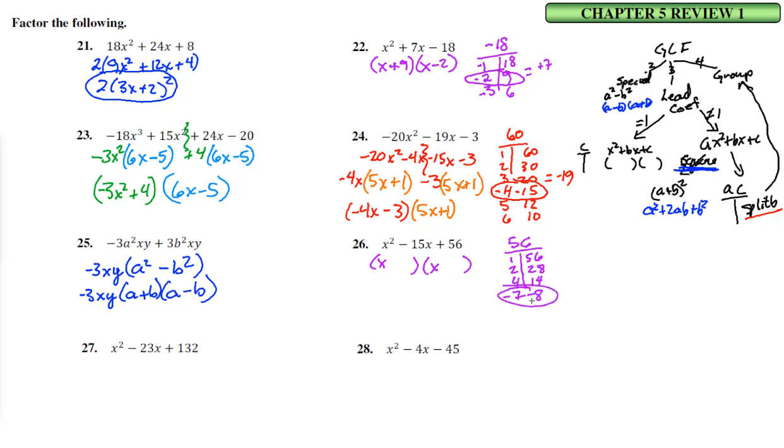If it's a negative 7 and a negative 8, just double check. Those two times to a positive 56 and add to a negative 15. That is correct. X minus 7, x minus 8. Good. Number 27.